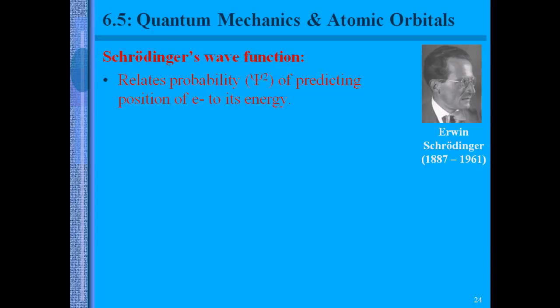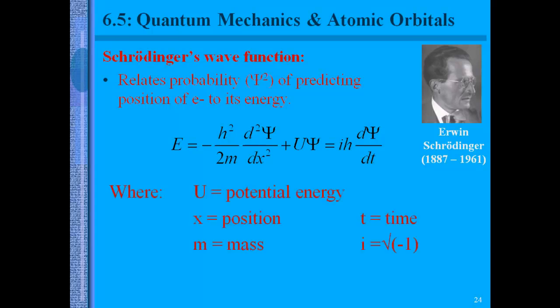The Schrödinger wave function relates the probability of predicting the position of an electron to its energy. Here's the equation. I expect that you memorize this equation because we will be using it. The different types of variables in the equation deal with potential energies, positions. So the U is the potential energy of the electron, X is the position, M is the mass, T is the time, and i is the square root of -1. That's imaginary numbers. You guys should know that.